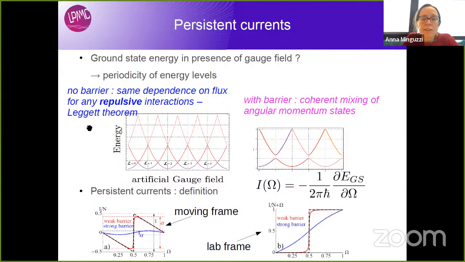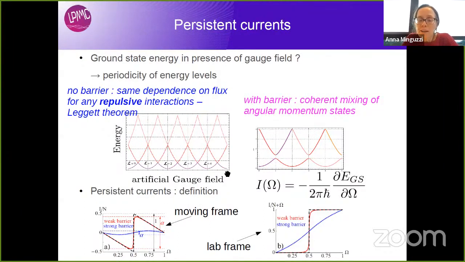And in particular, there are long-standing studies by Tony Leggett, which stated the theorem saying that the energy landscape for quantum particles with repulsive interaction is always the same, independently of the interaction strength. In particular, you see that it's a sort of parabola. So look at the bottom part. And each parabola corresponds to a different value of angular momentum, or a different circulating state on the ring.